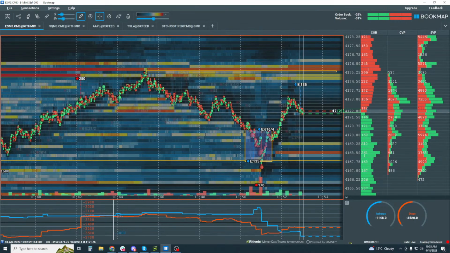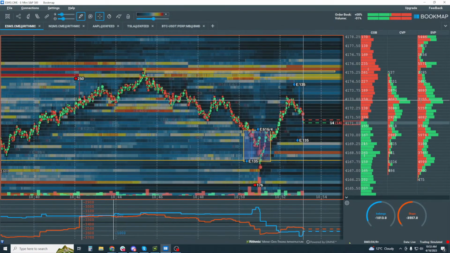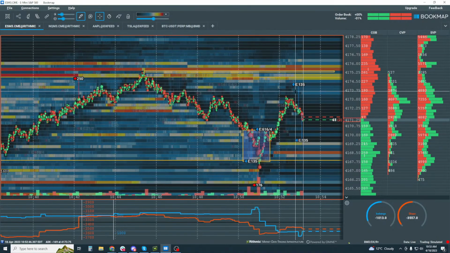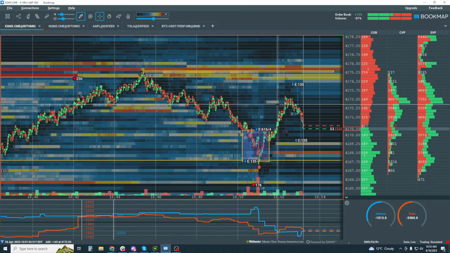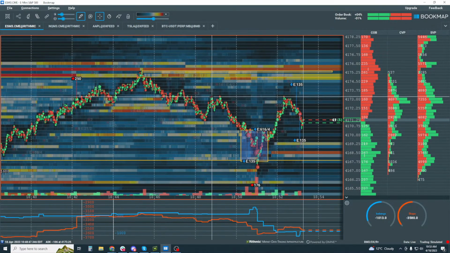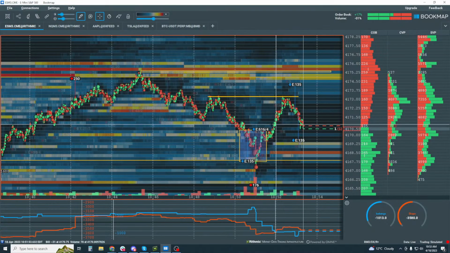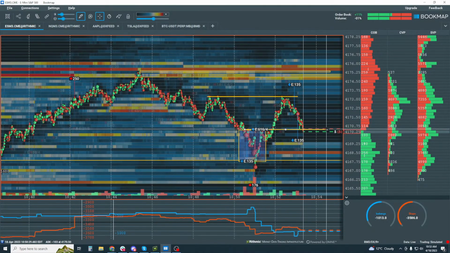All right, so what do we get? We get a bit of a pullback here, likely off of this little high volume node here. Kind of mean reversion traders coming in, taking it back up to just the top of this range here.